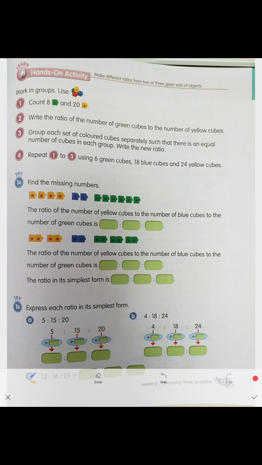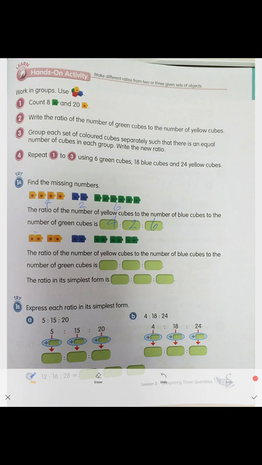So find the missing numbers. We have 4 yellow blocks, so it is 4. We have 2 blue, so it is 2, and we have 6 green. So this is your ratio: 4 to 2 to 6. Now you put them all together.